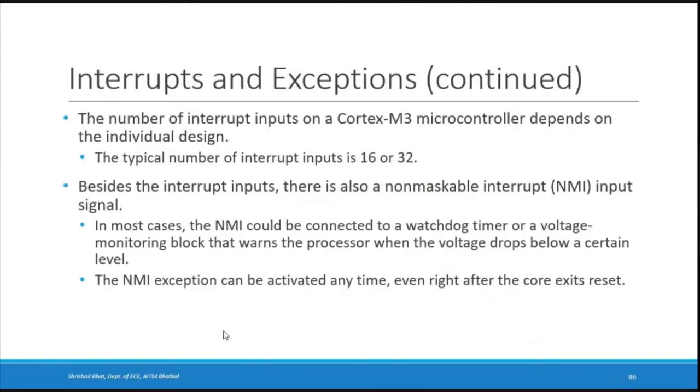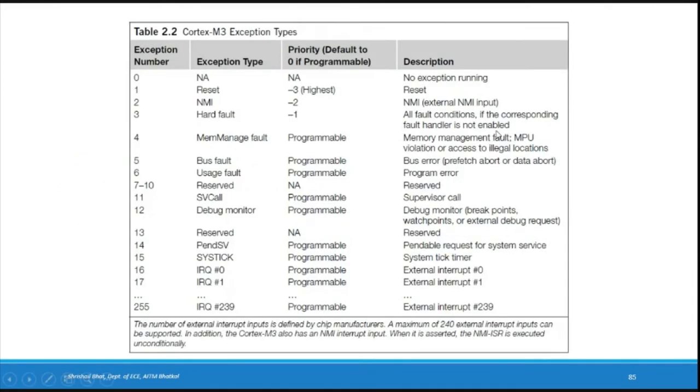The number of interrupt inputs on the Cortex M3 microcontroller again depends on the individual design. The typical number of interrupt inputs is normally 16 or 32. So besides the interrupt inputs, there is also a non-maskable interrupt input signal, right? So that has got the highest priority among the interrupts after reset, right?